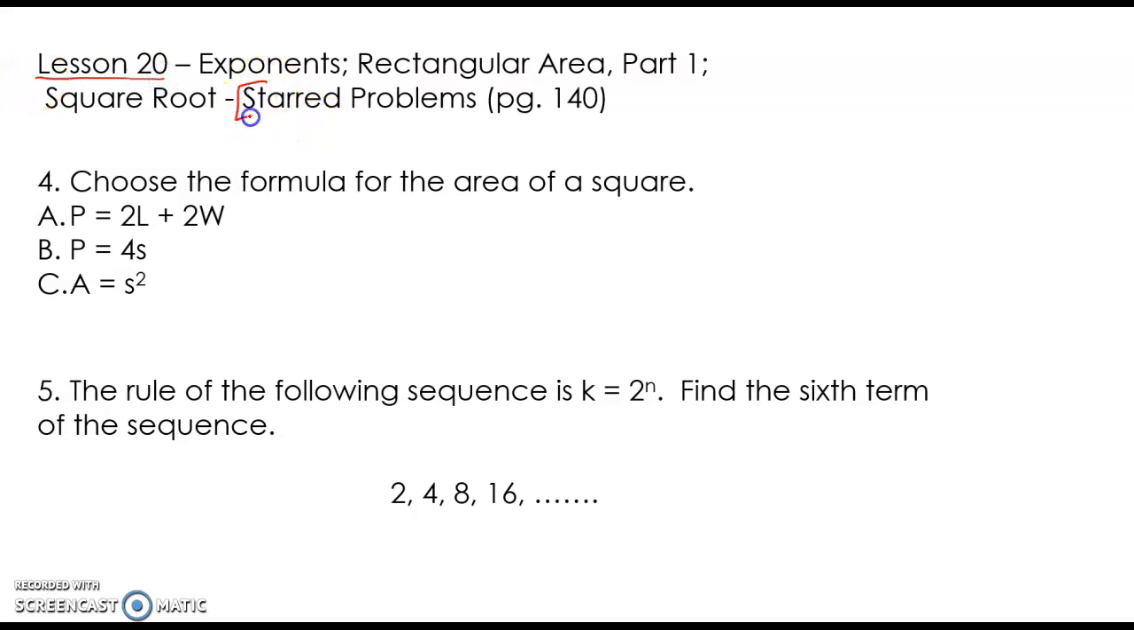We are going to do the starred problems. These start on page 140 in your written practice Saxon Course 2 textbook. Again, we're going to talk about exponents, rectangles, and square roots.